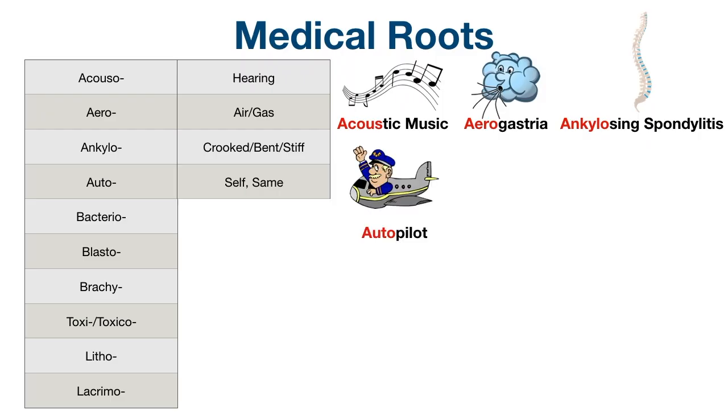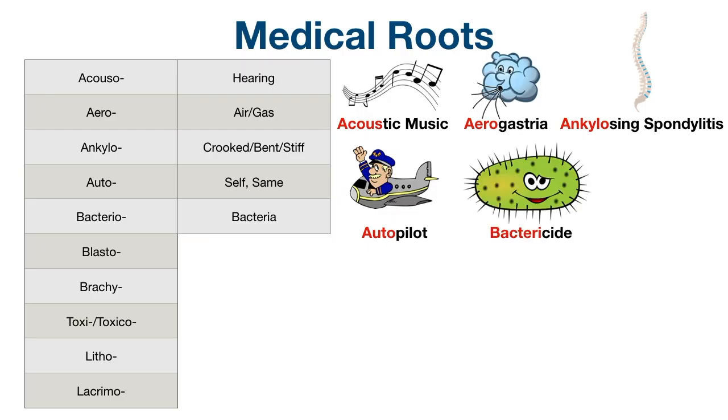Next we have auto, which means self or same. A simple general example is autopilot, which is a device that steers a plane, ship, or vehicle by itself. The next root is bacterio, which is a simple one to remember. It means bacteria. You can think of bactericide, which is a substance that kills bacteria.